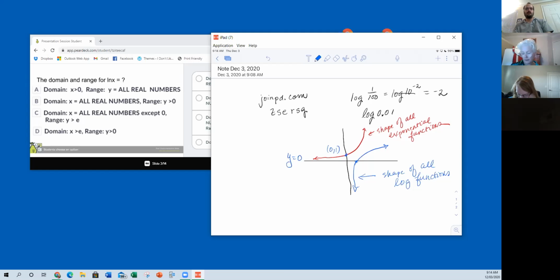So all logarithmic functions, regardless of the base, unless they're being transformed, will pass through 1, 0, and they'll have a vertical asymptote at x equals 0. So the domain should be all x values greater than 0, and the range will be all real numbers.